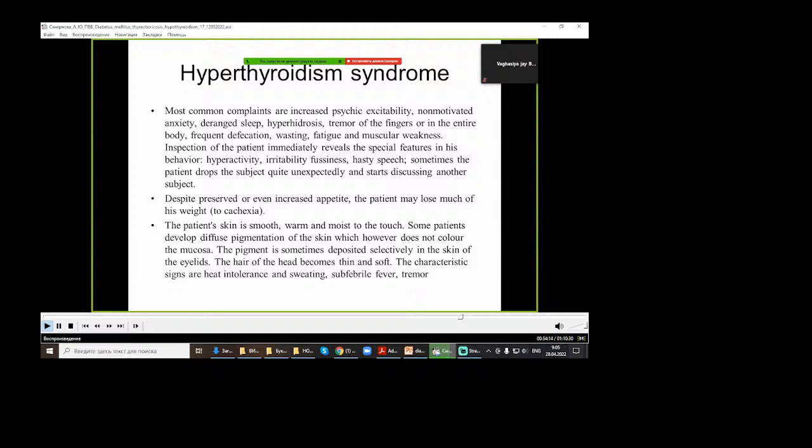Despite preserved or even increased appetite, the patient may lose much weight, to cachexia. The patient's skin is smooth, warm, and moist to the touch. Some patients develop diffuse pigmentation of the skin, which, however, does not color the mucosa. The pigment is sometimes deposited selectively in the skin of the eyelids. The hair of the head becomes thin and soft, and the characteristic signs are heat intolerance and sweating, subfebrile fever, and tremor.